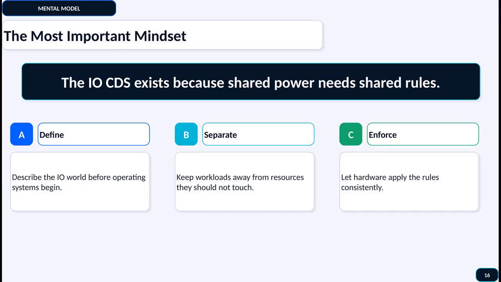The easiest way to remember this topic is to connect three words: define, separate, and enforce. First, the IOCDS defines the machine's IO world. Second, it separates workloads, so one partition does not accidentally use another partition's resources. Third, the hardware enforces those definitions. This is why the IOCDS exists. A shared enterprise machine can be powerful only when the sharing is controlled. Without the IOCDS, sharing would become uncertainty. With the IOCDS, sharing becomes architecture.